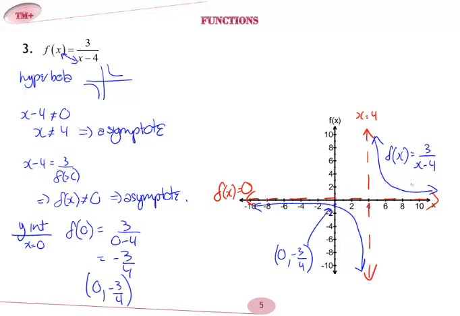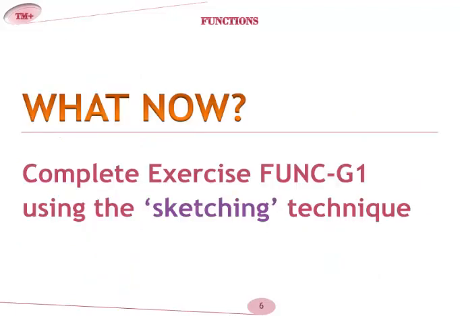Now in terms of what happens with the end behaviour, I already know that an asymptote goes like this, so I haven't discussed that in detail. It is given in your textbook though. Now we'll complete function G1 using this sketching technique and see how you go.